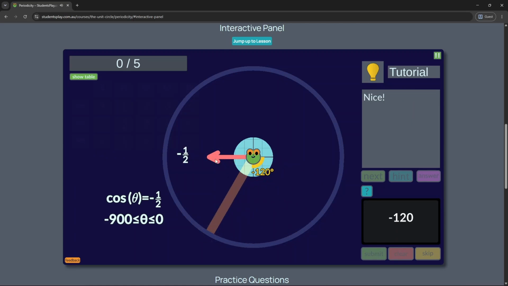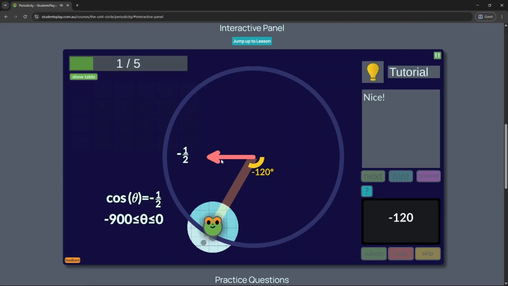Now it's kind of a lot to do in your head all at once. Feel free to kind of draw your own diagram in your book. That's what I do all the time.